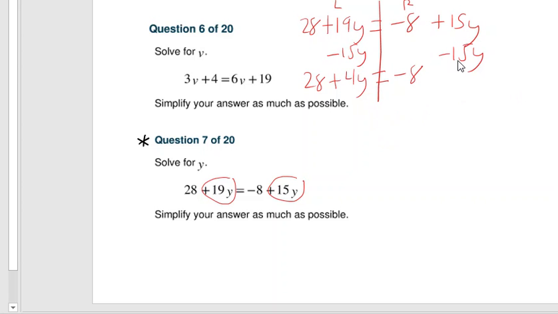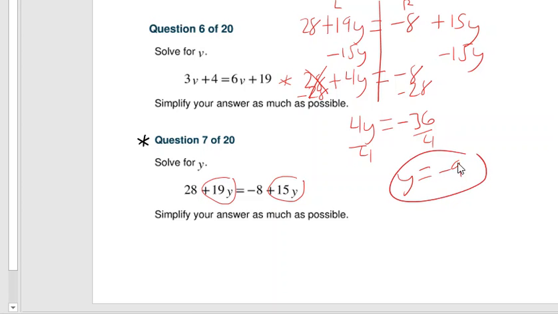Okay? Now, once you have the two terms that have the same variable on the same side of the equation, you just have a two-step equation, so you solve from there. Remember, when you solve a two-step equation, you always get rid of the term that doesn't have the variable first. So to get rid of the 28, I need to subtract 28. That's what's going to cancel this out and make it a 0. So then I'll be left with 4 times y equals negative 36. And then we need to divide by 4. So y equals negative 9.